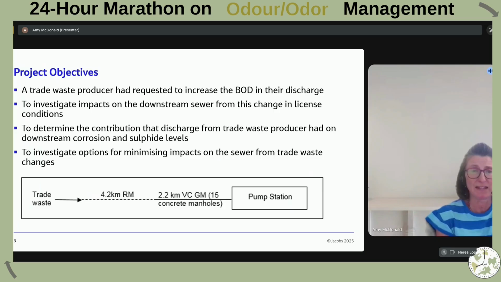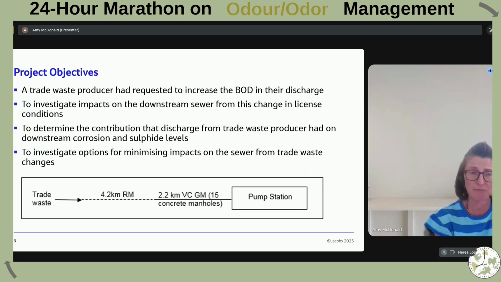So SA Water needed to investigate the impacts that this change in the discharge licence would have on the downstream sewer. So they engaged Jacobs to determine the contribution that discharge from the trade waste producer had on downstream corrosion and sulfide levels, and to investigate options for minimising the impacts on the sewer from any changes to the trade waste discharge licence. So this sketch here just shows you the configuration of the sewer that we were looking at.